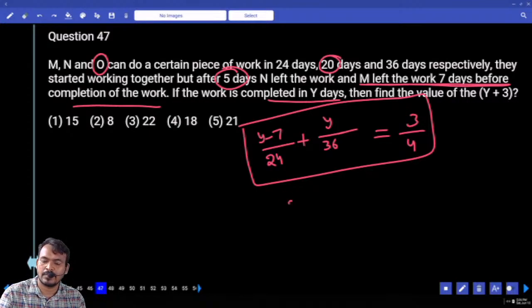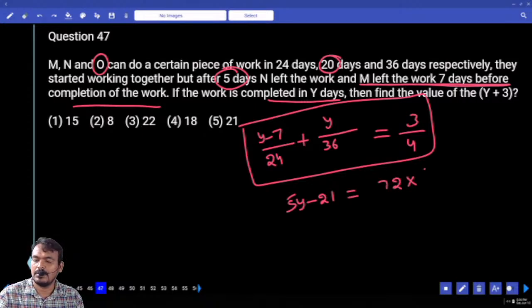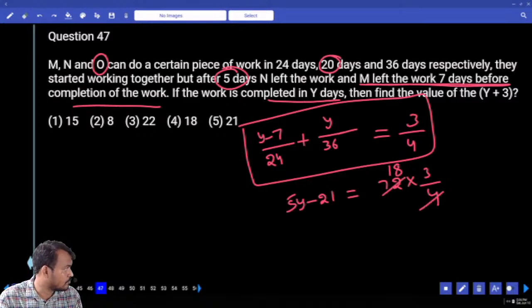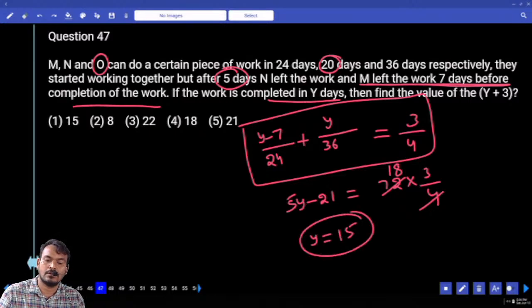3y plus 2y. 5y minus 21 equal to 72 into which one? 3 by 4. 4 how many times? 18. 18 3 is 54. 54 plus 21. 75. Y equal to how much? 15. What is the question here? Y plus 3 or Y? Y plus 3. What is the answer? 18.